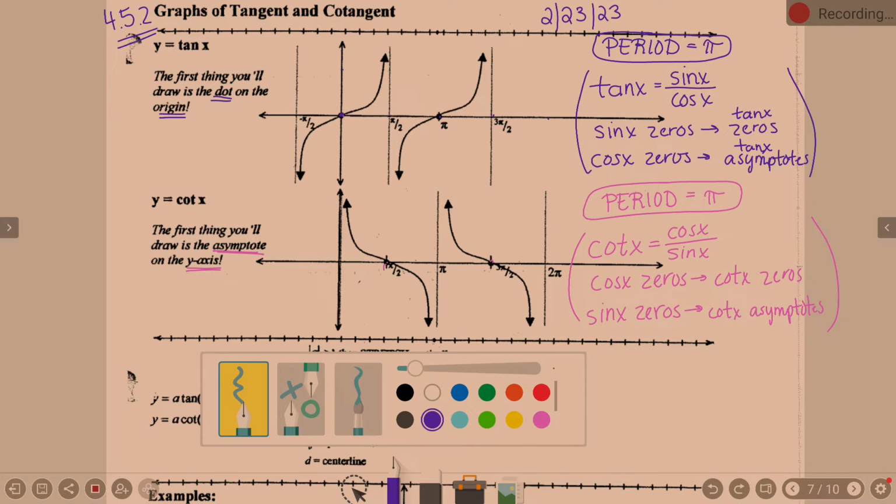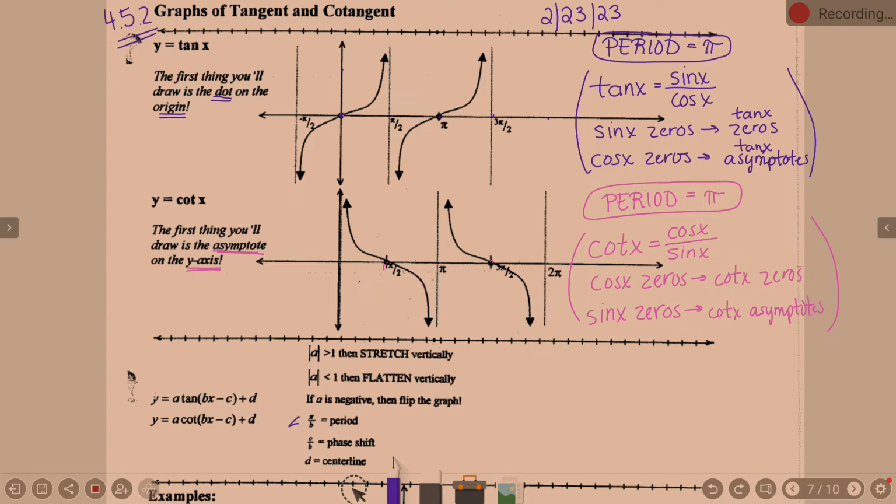Here's one of the biggest things. What about our period? It's pi divided by b. And why is it pi divided by b instead of 2 pi divided by b? Because our period is only 1 pi this time. So we're going to do 1 pi divided by b. Phase shift is still c over b. Center line is still d.